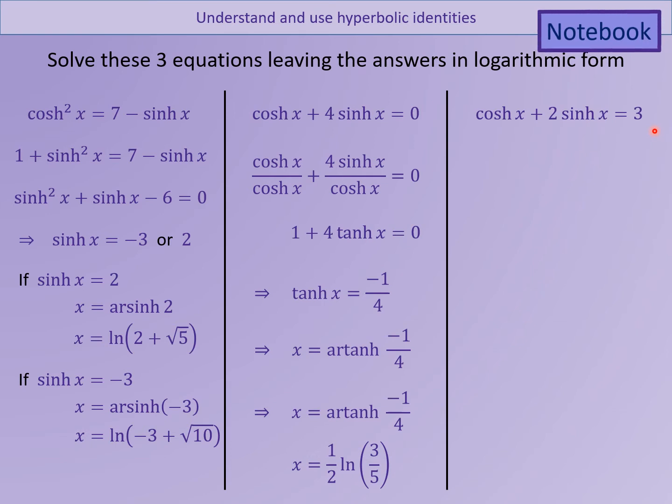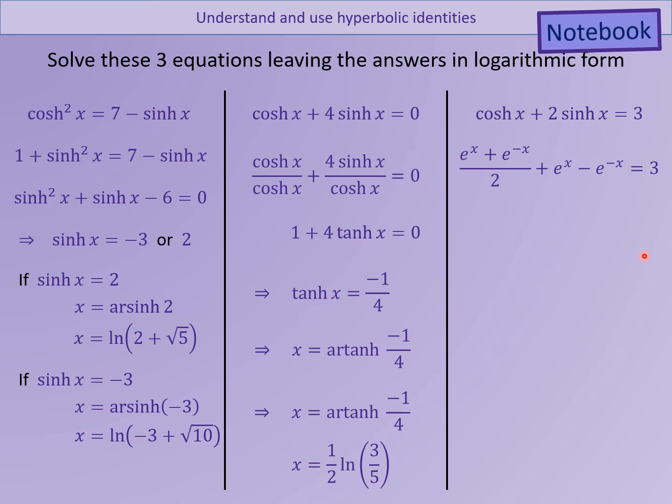So instead, we're going to use the exponential definitions for cosh x and sinh x here. We replace cosh x with e to the x plus e to the minus x over 2, and sinh x with e to the x minus e to the minus x over 2. And then because it's 2 sinh x, the 2 is going to cancel with the 2 on the denominator, leaving us just with e to the x minus e to the minus x. The other side is still just 3.